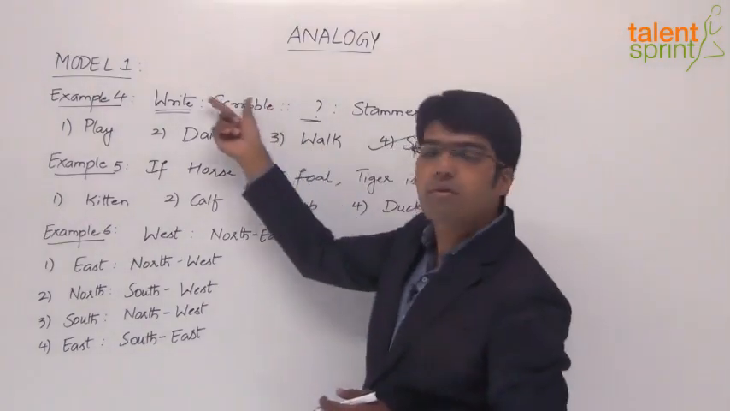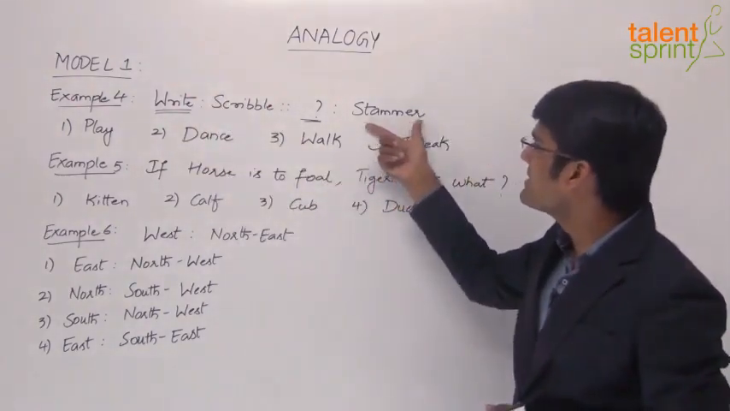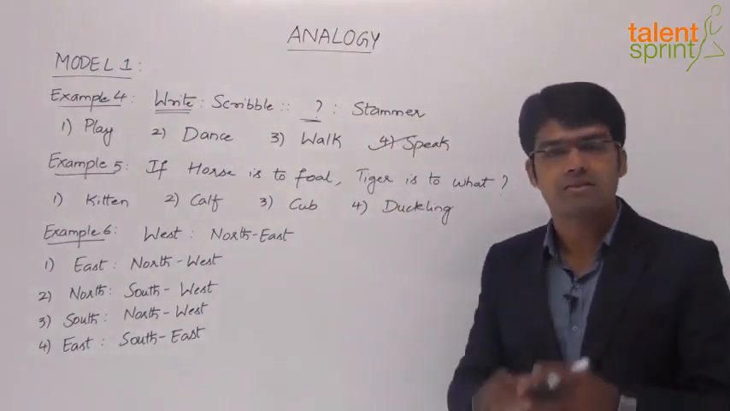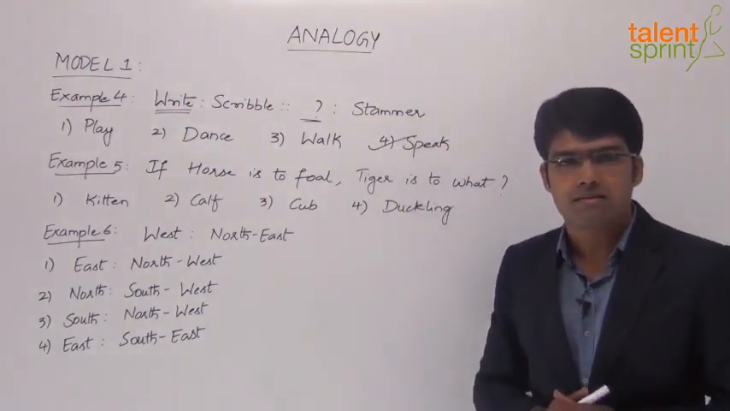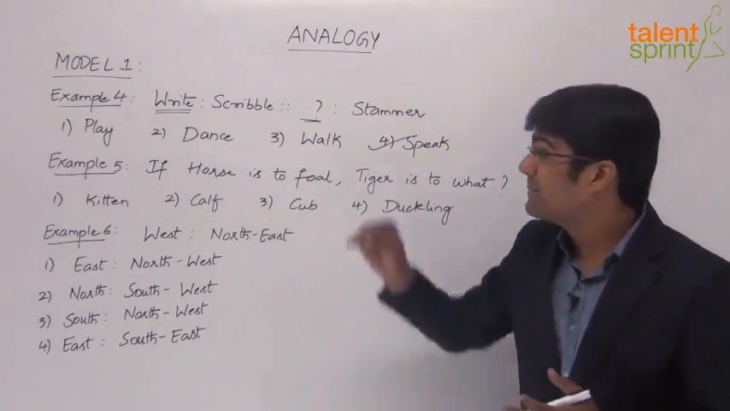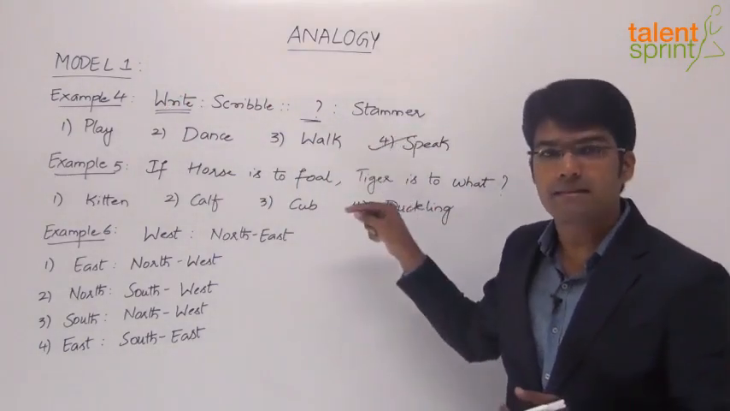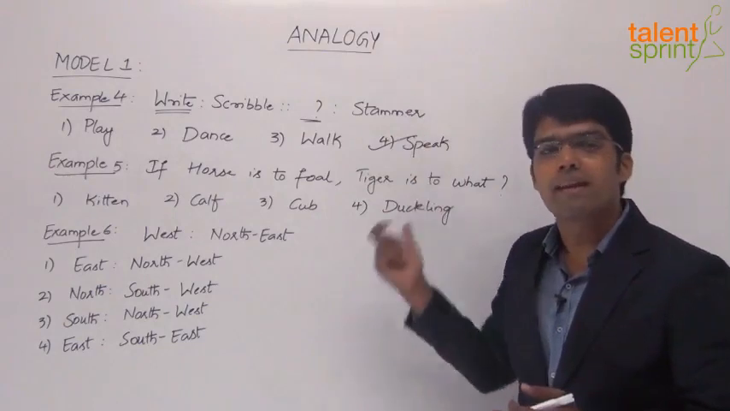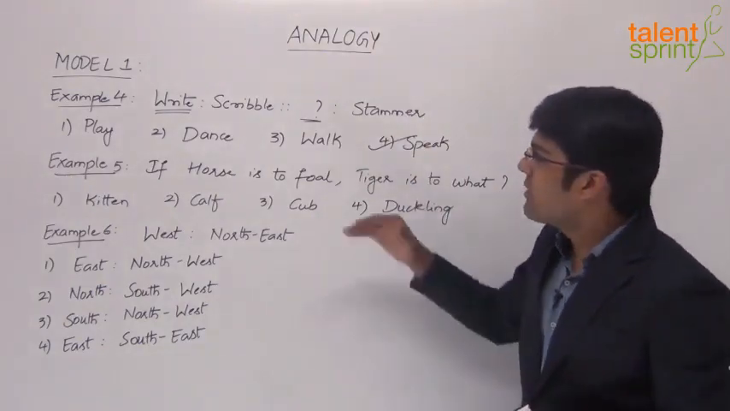So scribble is an improper form of writing in the same way as stammer is an improper form of speaking. That's how you solve questions from analogy. Just try to make a proper sentence, placing the words at the proper places, to find out the second pair. Let's now move on to the next one.